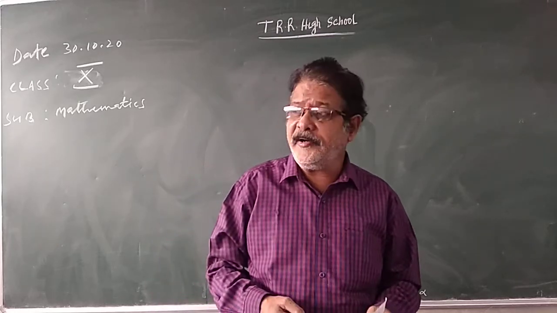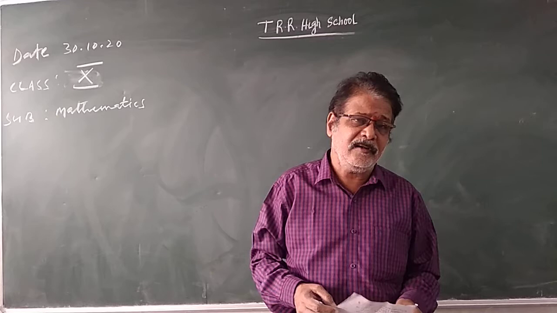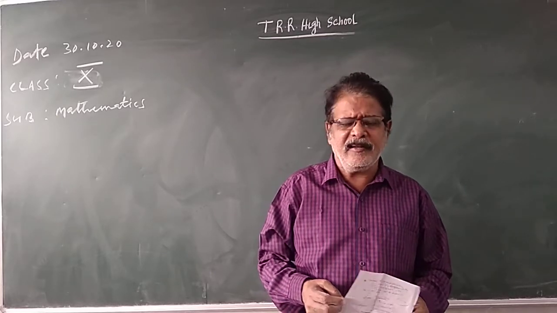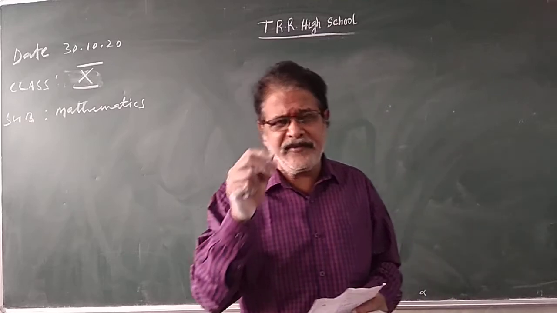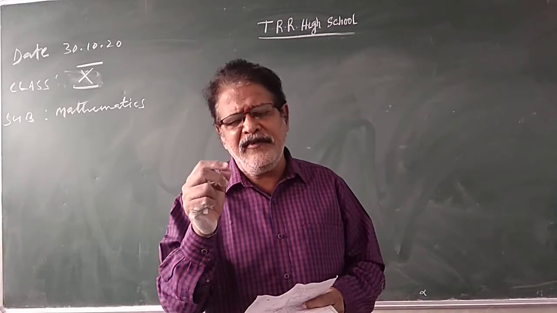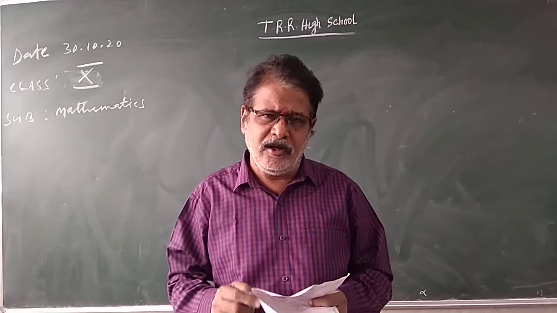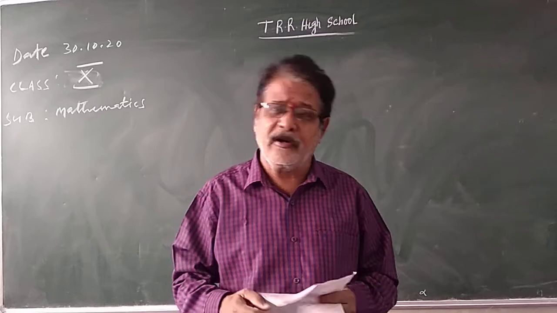Children, yesterday we discussed linear and quadratic polynomials. How to find the number of zeros? The number of zeros depends on its degree. A polynomial of first degree is called a linear polynomial. A polynomial of second degree is called a quadratic polynomial.